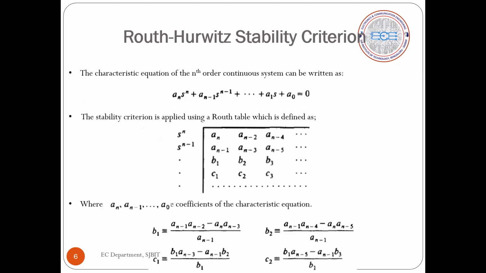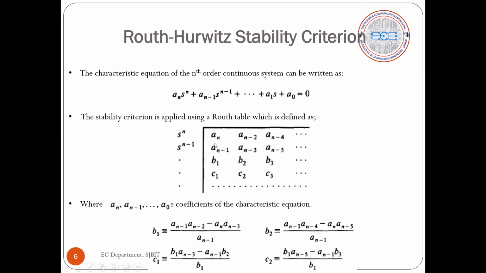Okay, here is how we construct the Routh-Hurwitz table. First we have to take the characteristic equation. Here we have taken a general nth order continuous system, whose characteristic equation is a_n s^n + a_(n-1) s^(n-1) + and so on till a_1 s + a_0 = 0. So we will see how the Routh-Hurwitz table has to be constructed.